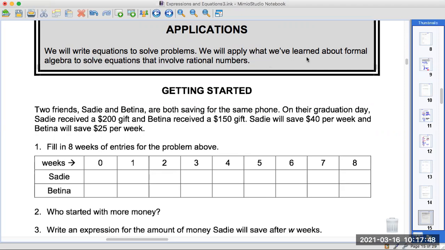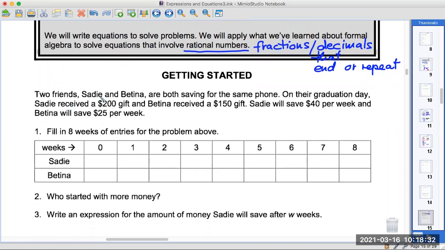We will apply what we've learned about formal algebra to solve equations that involve rational numbers. Rational numbers are fractions, and I will show you how to deal with those fractions, okay? Any number that can be written as a fraction is a rational number. It's also decimals that end or repeat. A decimal that ends or repeats over and over is also a rational number because you can actually write it as a fraction.